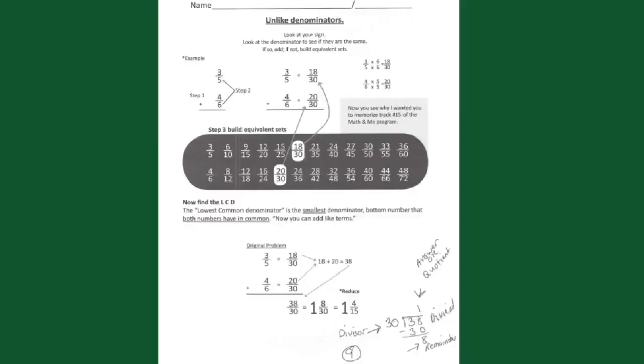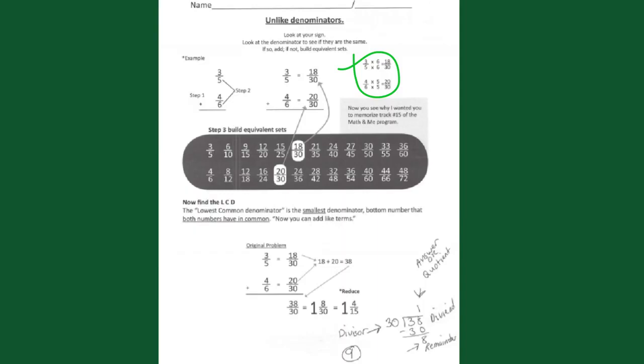Now, please note, whatever you do to the top part of each fraction, you must do to the bottom of each fraction. Example, in 3/5, 3 times 6 equals 18. So 5 times 6 equals 30. In the bottom part of the fraction, 4 times 5 is 20. And 6 times 5 is 30. Great job.